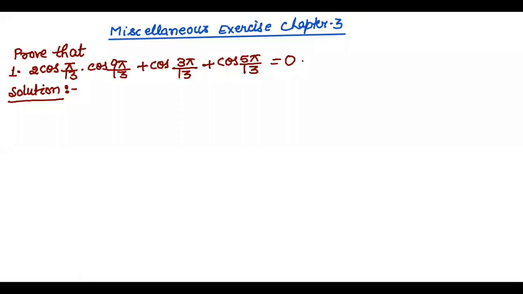Now we'll discuss the miscellaneous exercise. Question number 1: prove that 2 cos pi by 13 into cos 9 pi by 13 plus cos 3 pi by 13 plus cos 5 pi by 13 is equal to 0. First of all, we have to see which formula, which trigonometric identity, we can apply.